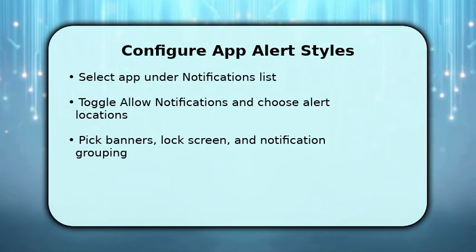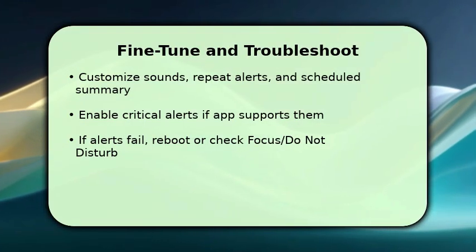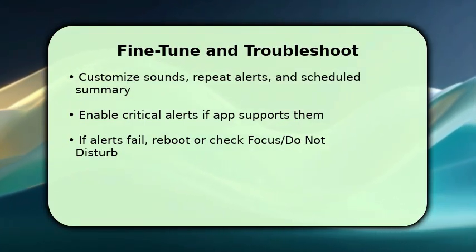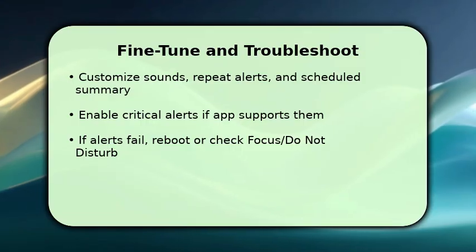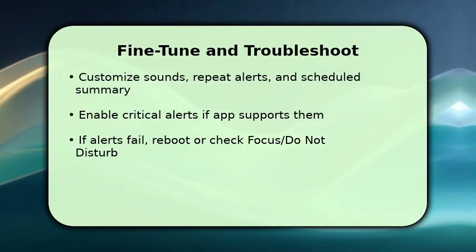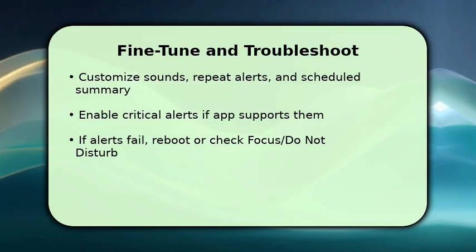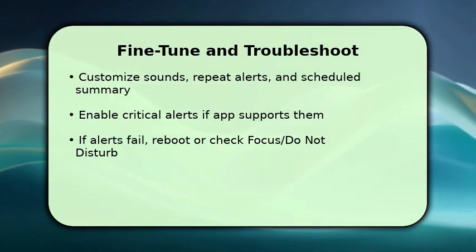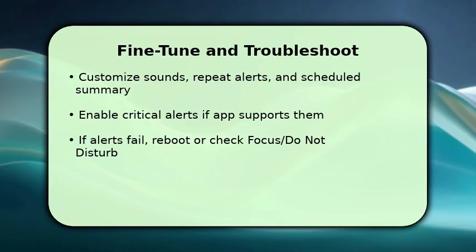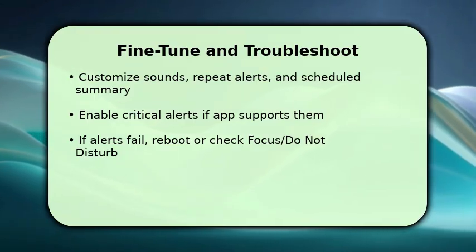Set a custom sound, enable repeat alerts for missed messages, or add the app to scheduled summary if you prefer batching. If the app supports critical alerts, enable them for urgent notifications. Once you've set preferences, test by sending a message or using the app's test notification.